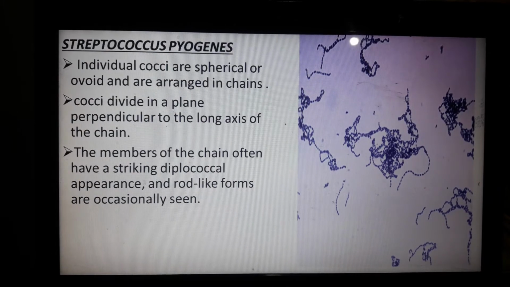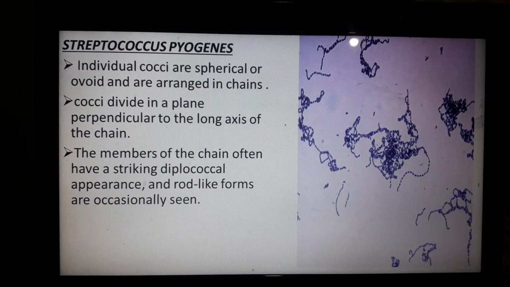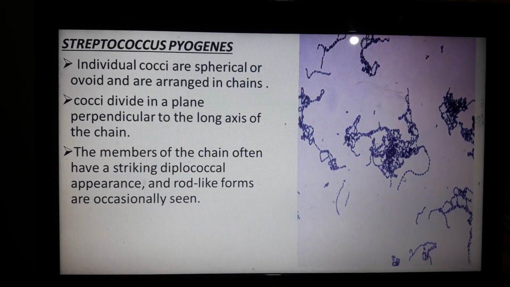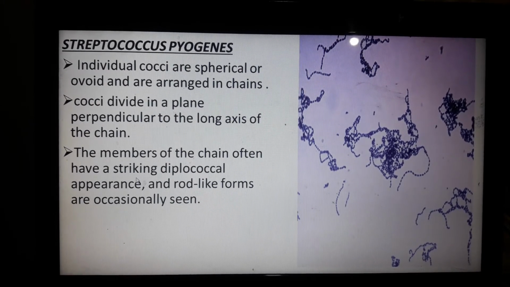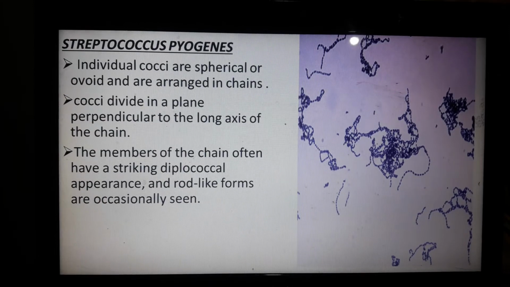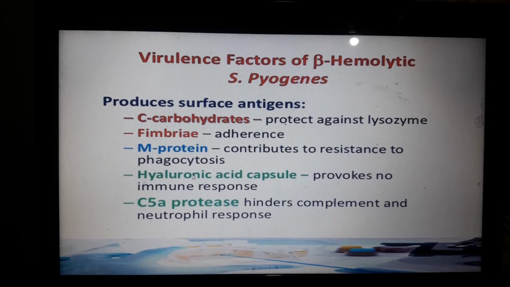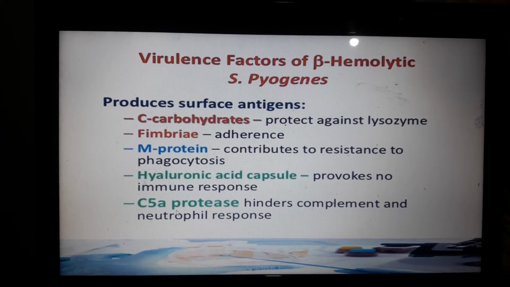Streptococcus pyogenes is spherical or ovoid in arrangement. The cocci divide in a plane perpendicular to the long axis of the chain. This is strepto, a chain of coccus or cocci. Members of the chain often have a striking diplococcal appearance, or rod-like forms are occasionally seen. Next, virulence factors: we discussed C carbohydrate, membrane, M protein, hyaluronic acid, and C5a proteins.